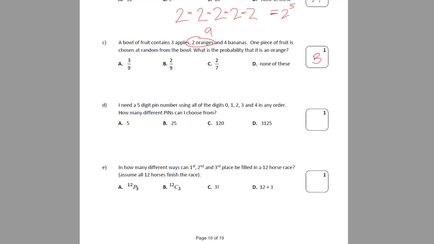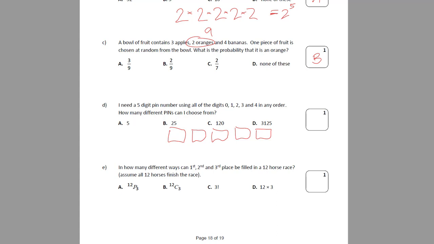I need a 5-digit PIN number. Here's my 5 digits, boxes. Using all of the digits 0, 1, 2, 3, 4. So think to yourself, is this with repetition or without? Can I have the PIN number 44444? No, that doesn't use all the digits. No, it's not repetition. If I repeat any number, I'm not using all the digits. So, okay, this is without repetition.